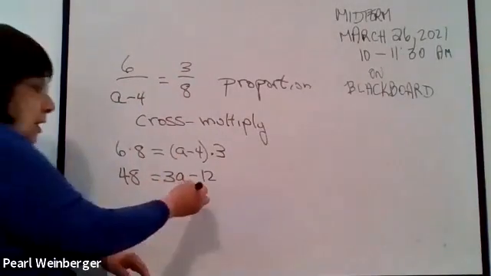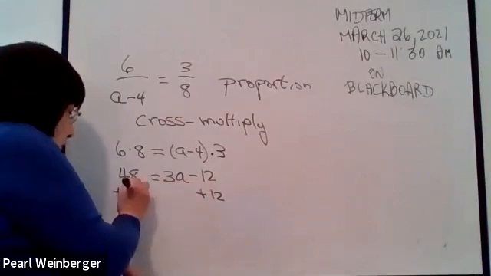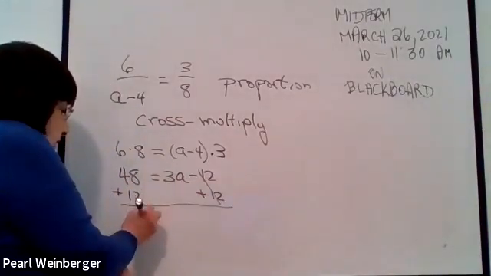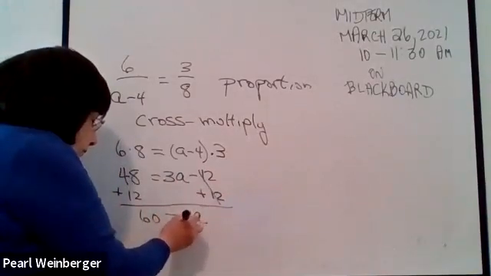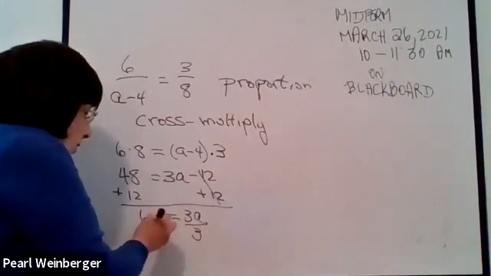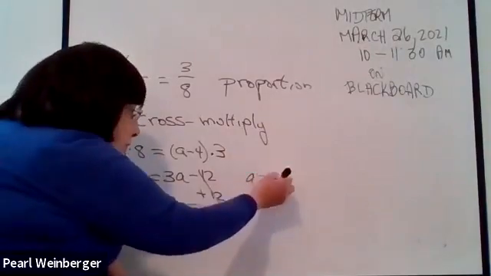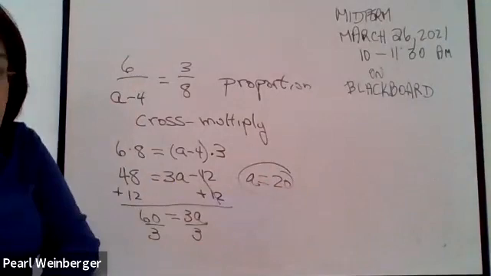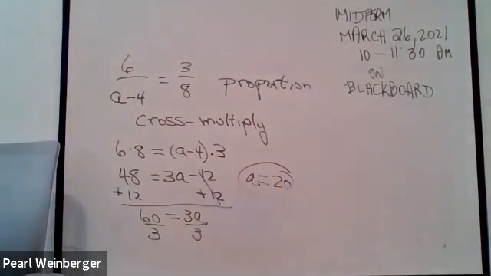All I have to do now is add 12 to both sides. So that'll give us 60 equals 3a. And I'll divide both sides by 3, which will give me that a is 60 divided by 3, which is 20. So that method is called cross multiplying. I'm going to give you one to try.